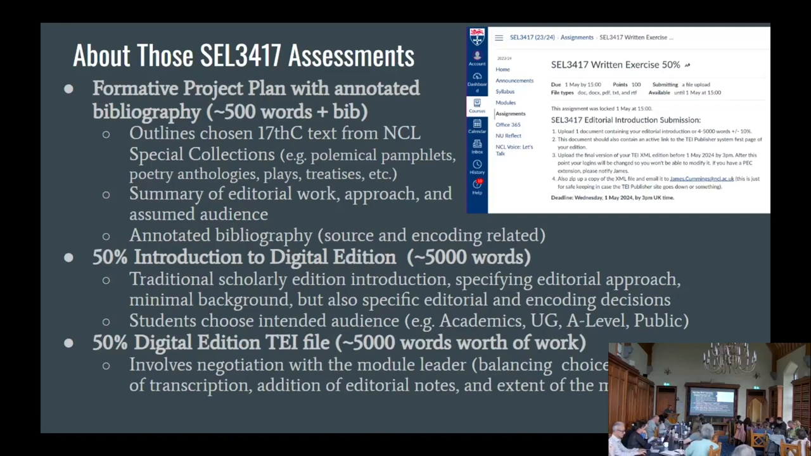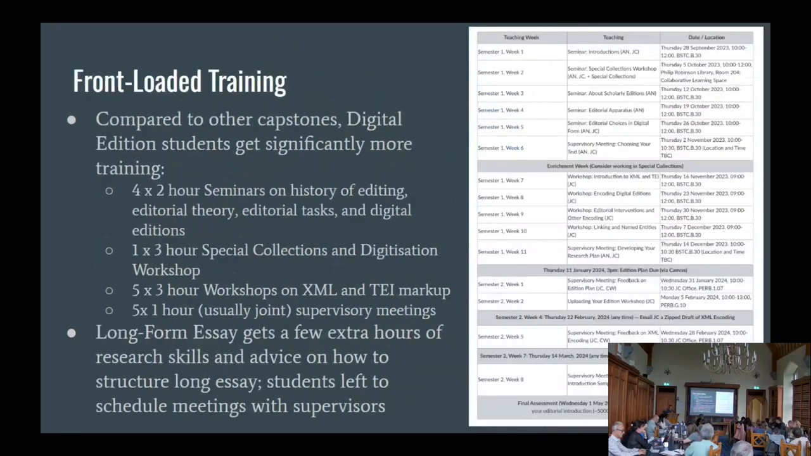As we all know. So we have to balance the choice of text, because they often want to do a complete section or a complete text, with then the addition of editorial notes and the extent of the markup. So some of them do very richly detailed markup for the first third of their text, and then just slowly stop and have much less detailed markup. But that's to balance, and they explain that in that section in their editorial introduction. But we expect minimal levels of TEI encoding in the first case anyways.